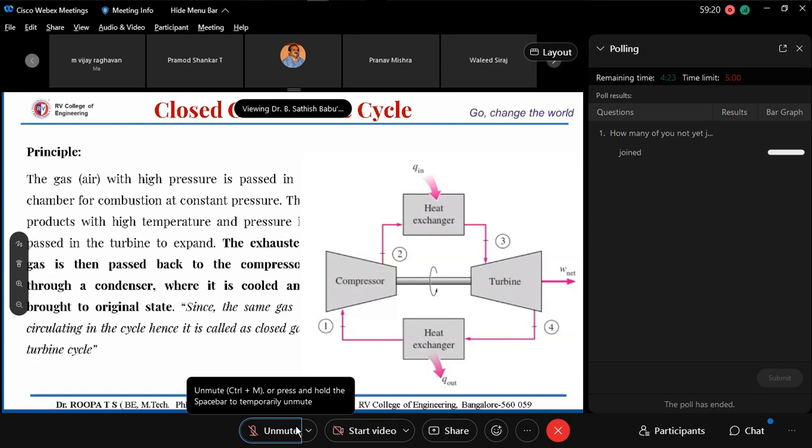So this heat exchanger, you can also state it as combustion chamber. So you can retain this as a combustion chamber itself. And here you can state it as heat exchanger. So what is happening?